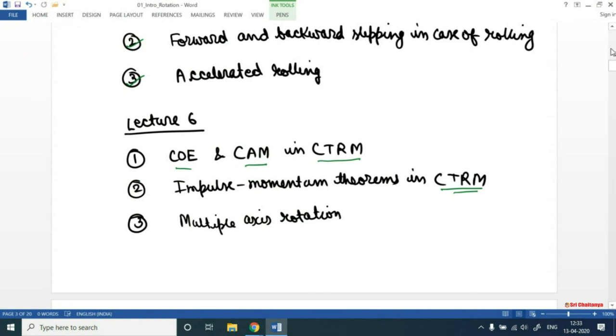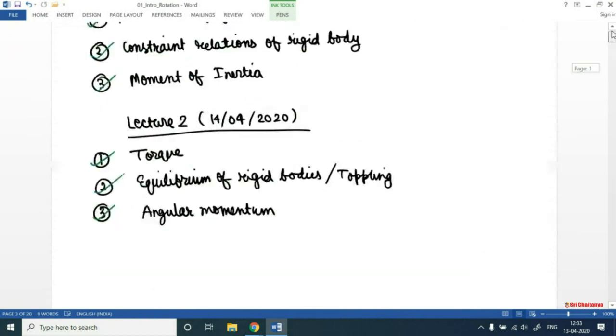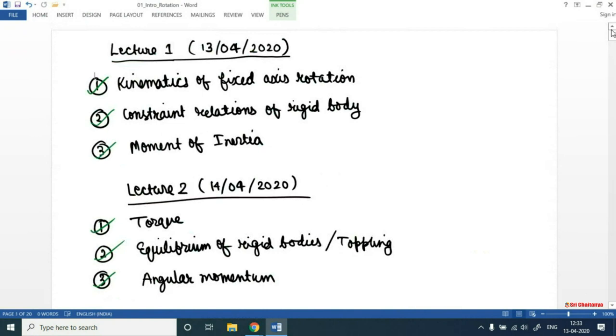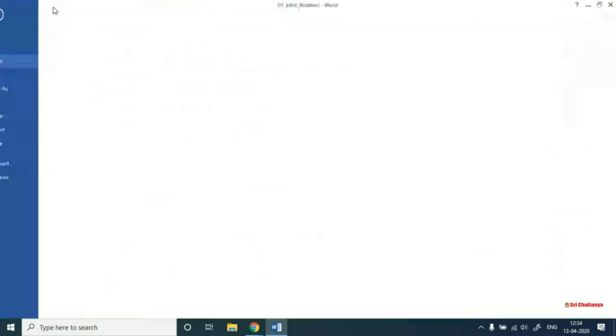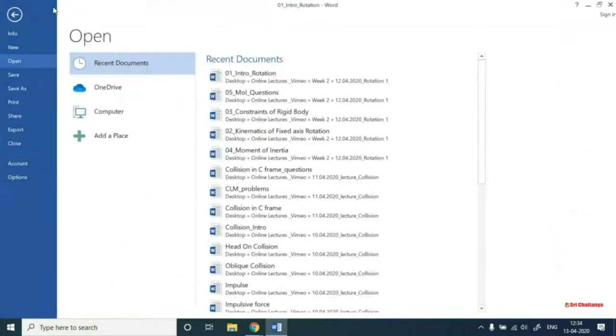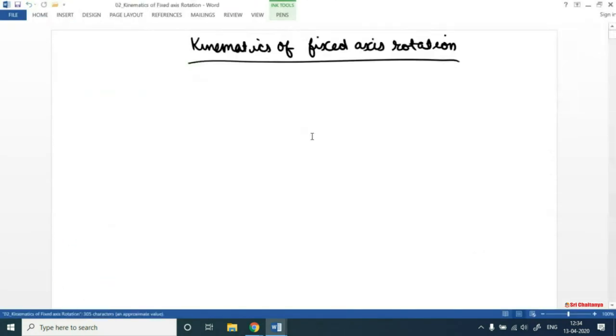Now let's come to the topic of today's lecture. Today we are going to discuss, first of all, kinematics of fixed axis rotation, and after that we'll discuss constraint relations of rigid bodies, and lastly moment of inertia. So let's begin. Here, kinematics of fixed axis rotation.